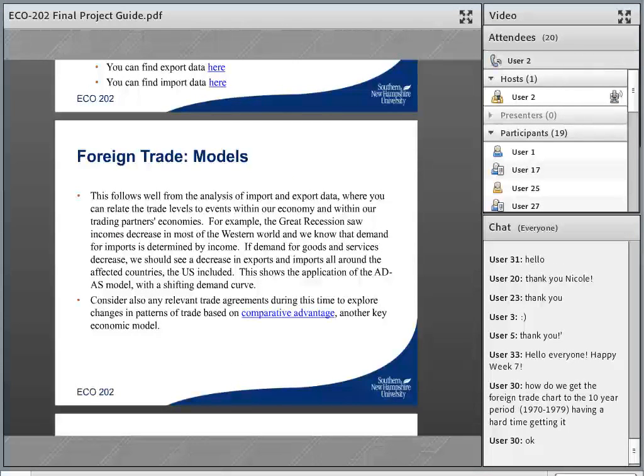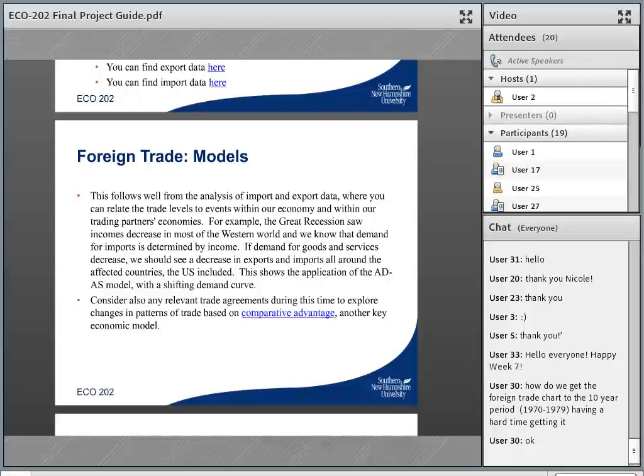So the next element is on foreign trade models. Once you've got your data and you've explained what we see in the graphs of exports and imports, you're going to explain how this fits into some of the macroeconomic models that we've developed over the course. One of the major ones is the general aggregate demand, aggregate supply model, which you're probably a little bit bored of by now.